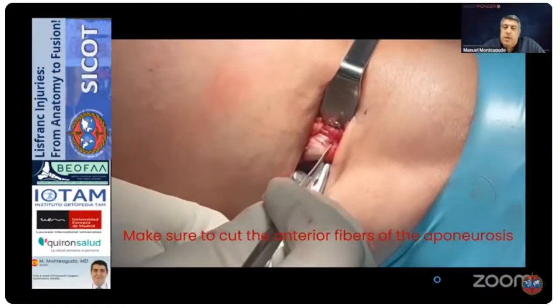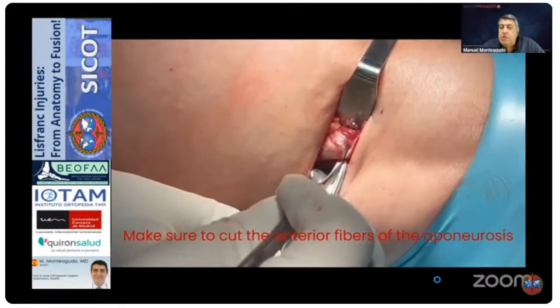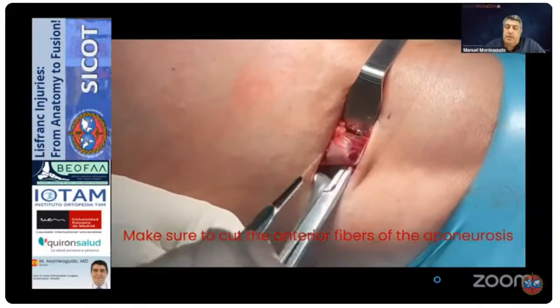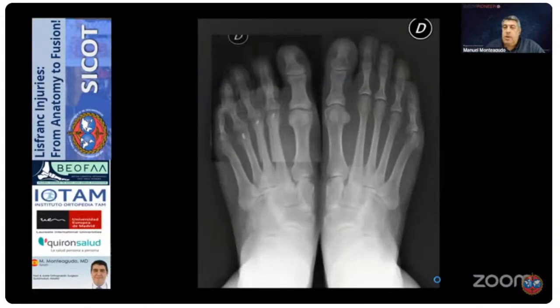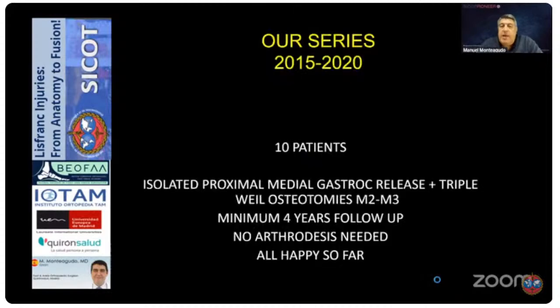So we start in these patients by performing a proximal medial gastrocnemius release, cutting the fascia of the medial gastrocnemius, and then we proceed to the harmonic shortening of the lesser metatarsals. So the mechanics are then restored, and forces will go through the first TMT joint rather than the second and the third. These patients get a lot of pain relief, and we're about to publish our series on 10 patients with more than 4 years follow-up, and they're happy with the procedure. No arthrodesis has been needed so far, and this is much better, easier than an arthrodesis to the central Lisfranc.